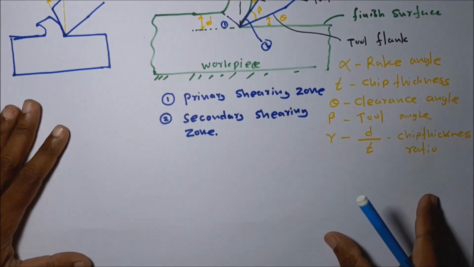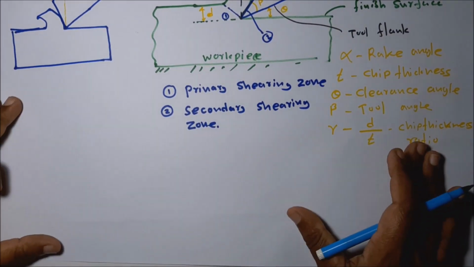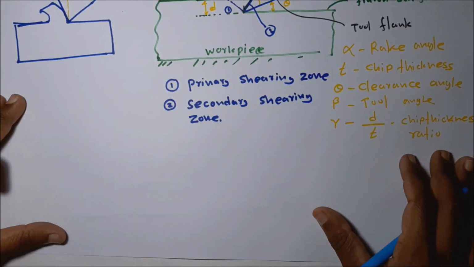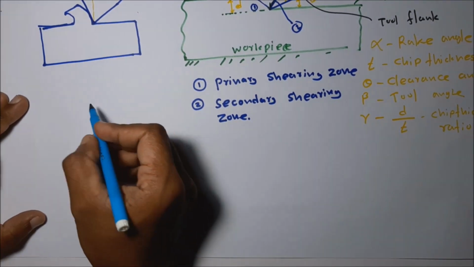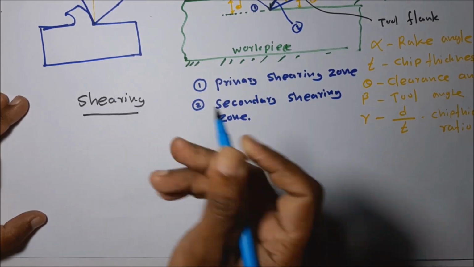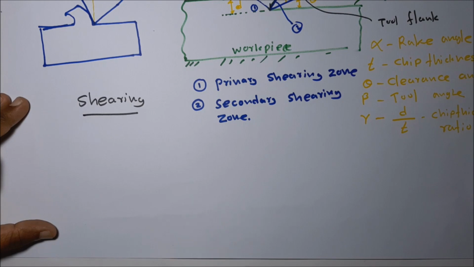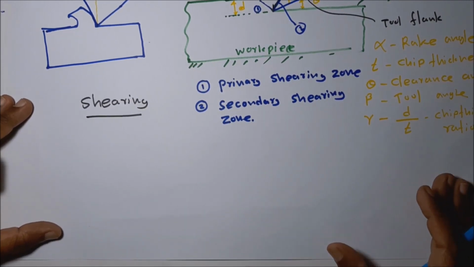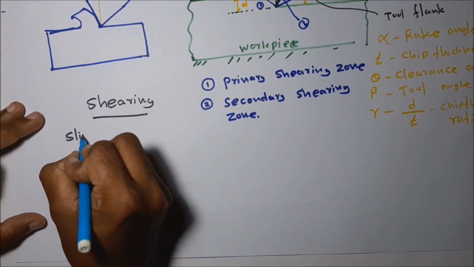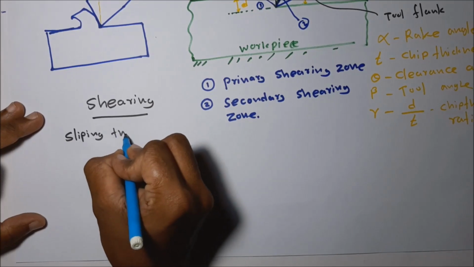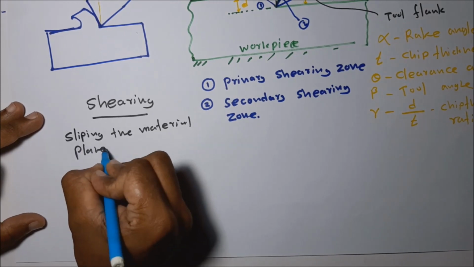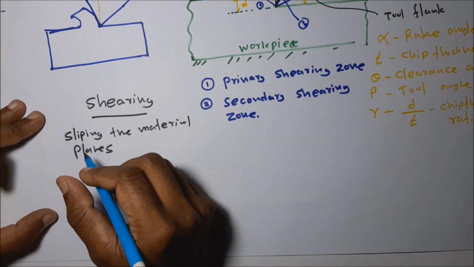I will explain. What is shearing? First, let's define shearing. The word shearing means slipping the material planes parallel to each other.